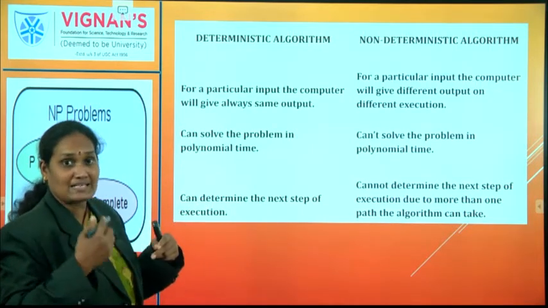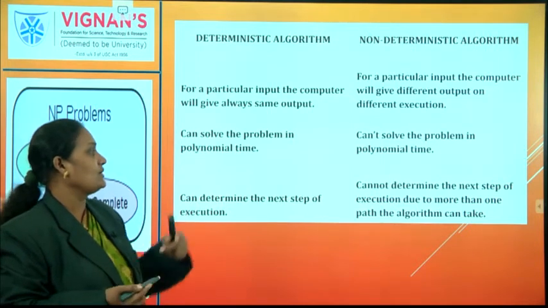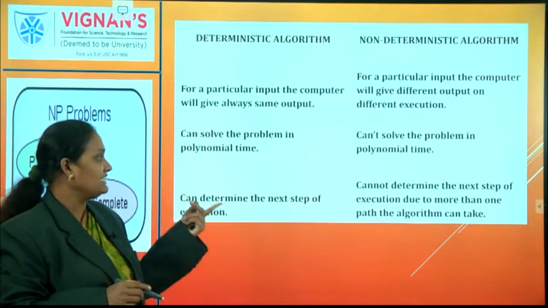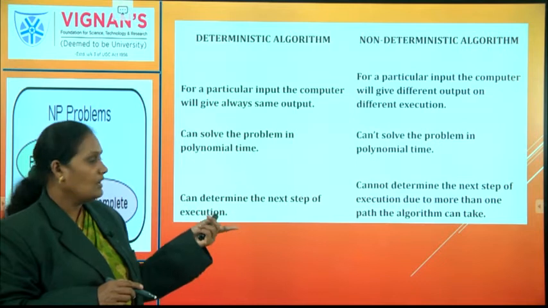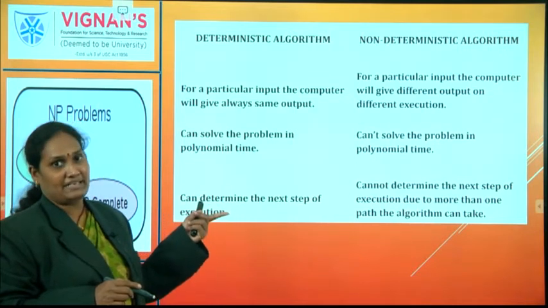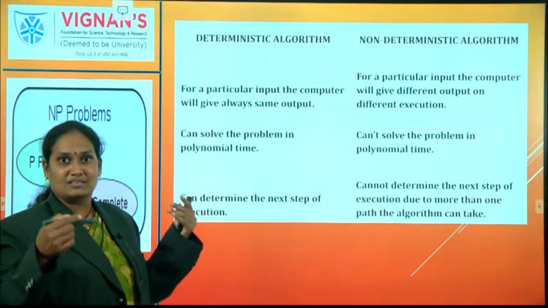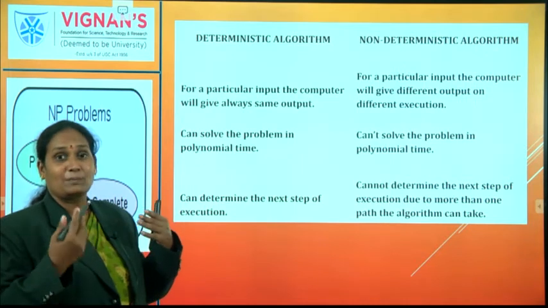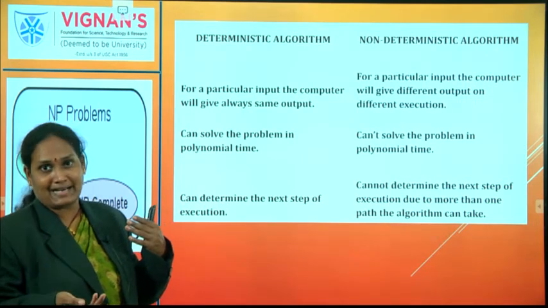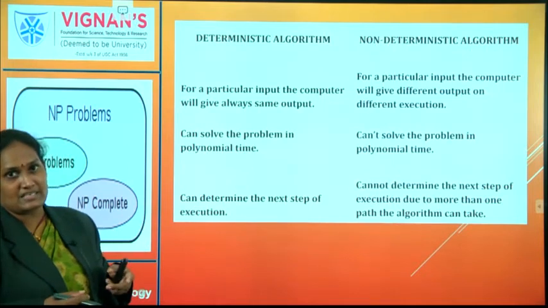In deterministic algorithms, we can determine the next step of execution. What we are going to execute in the next step, we can determine. But in case of non-deterministic algorithms, we cannot determine the next step of execution, due to more than one path the algorithm can take. In the previous example, based on the value selected by the choice function, the algorithm executes. We cannot predict the selected value since it is a random function. So those types of algorithms are called non-deterministic algorithms.